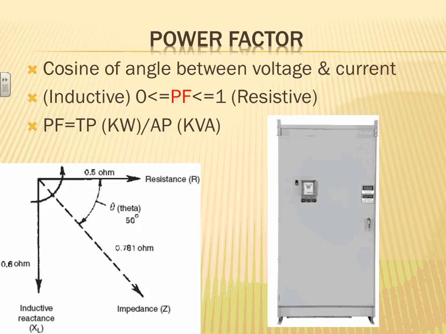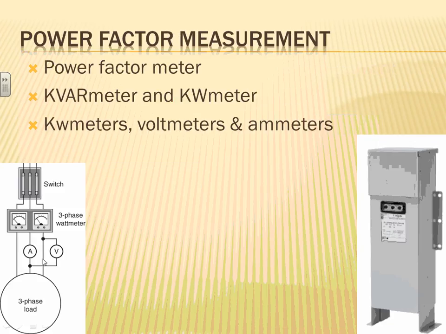So cosine of the angle goes from resistive to inductive. I put zero here, which is really a question mark, all the way to one. When you calculate power factor, you take the true power, which is the KW, the one that actually does the work for you, divided by the KVA, which they call apparent power. Without getting too technical, the angle between the voltage and the current on every phase will decide the power factor. If the current and the voltage start and end at the same point, doesn't matter what the magnitude is, you have 100% power factor. If they shift, you have a different power factor. So that's the theory behind it.